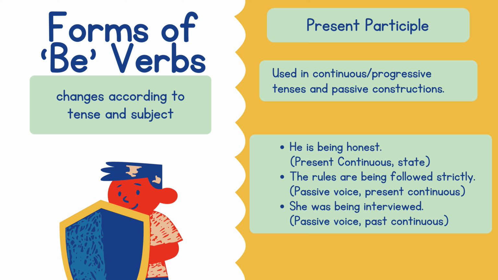Example: He is being honest. Present continuous, state. This shows that at this moment, the subject is in a state of being honest. 2. In passive voice.